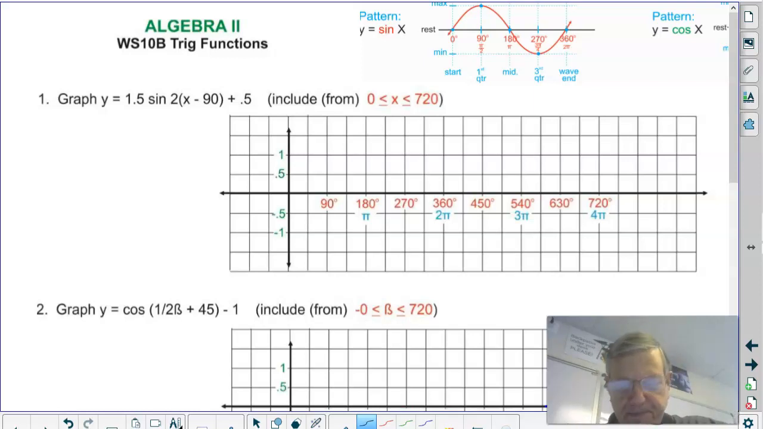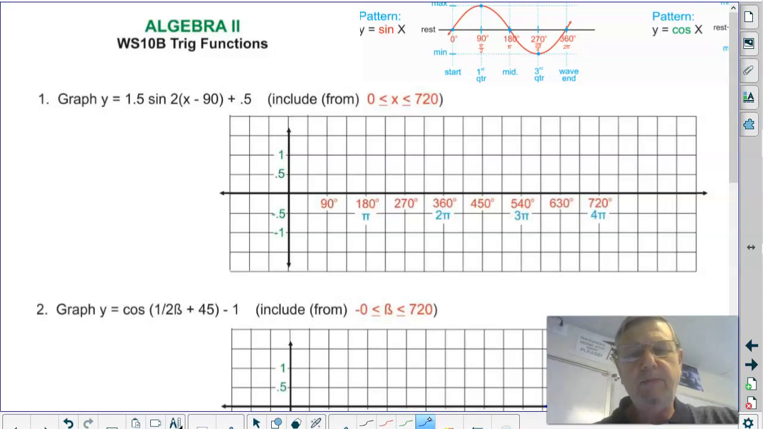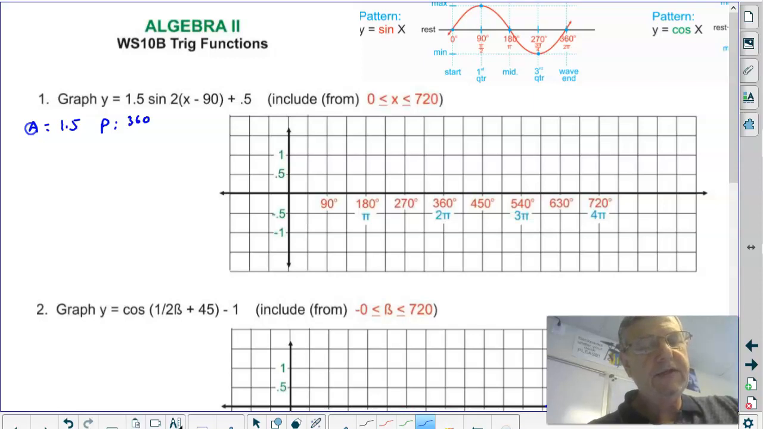Okay, let's get going. So the key to graphing is to first off make sure that you understand all the key parts of the graph. So I need to know the amplitude. All right, my amplitude is 1.5. That's important. I also need to know the period. Now the period for the sine is 360 divided by the b value. So that's going to be 360 divided by the 2. The 2 is the b value, and therefore my period is 180 degrees.